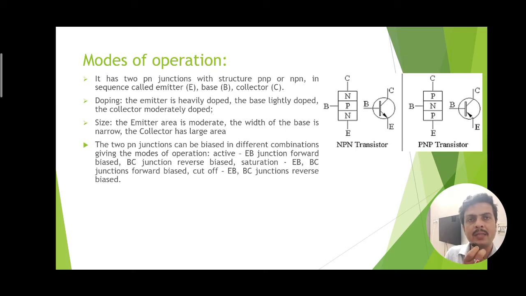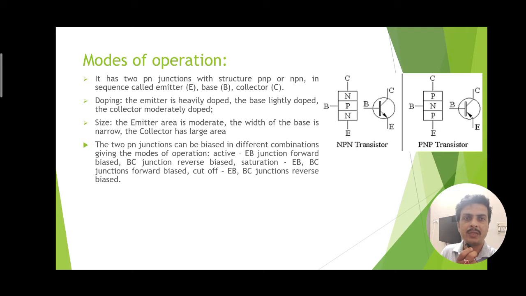Now the transistor has two PN junctions. The structures of PNP and NPN are in sequence called emitter, base and collector, as shown on the right hand side. They have symbolic differences to understand whether it is an NPN or PNP transistor. The doping concentration, as we already have told, is that the emitter has a high doping concentration, the base has a low doping concentration, and the collector has a moderate doping concentration. The size of the emitter is moderate, the base is thin, and the collector is the widest area.